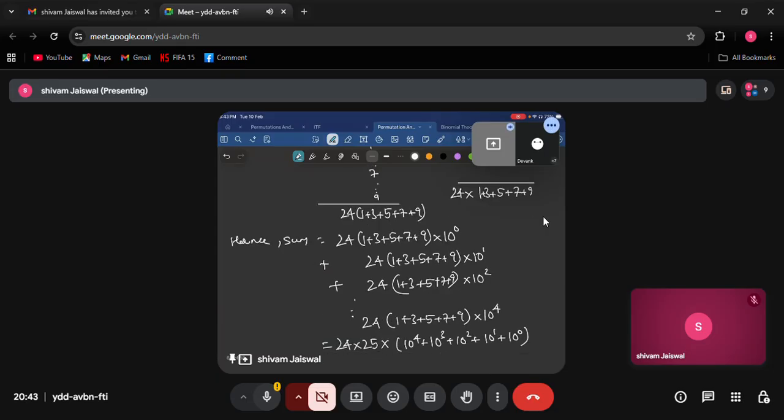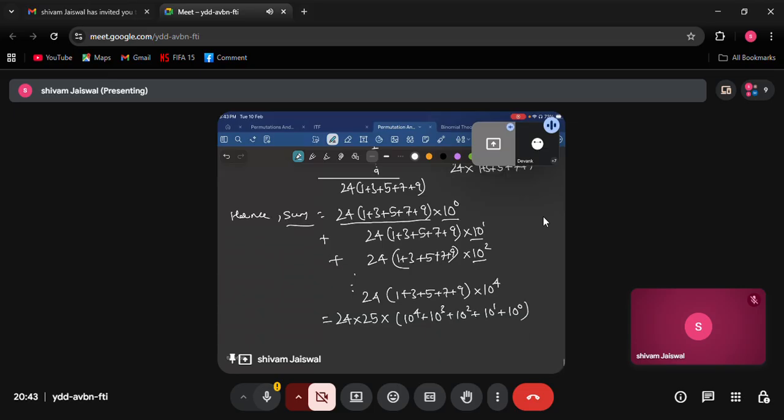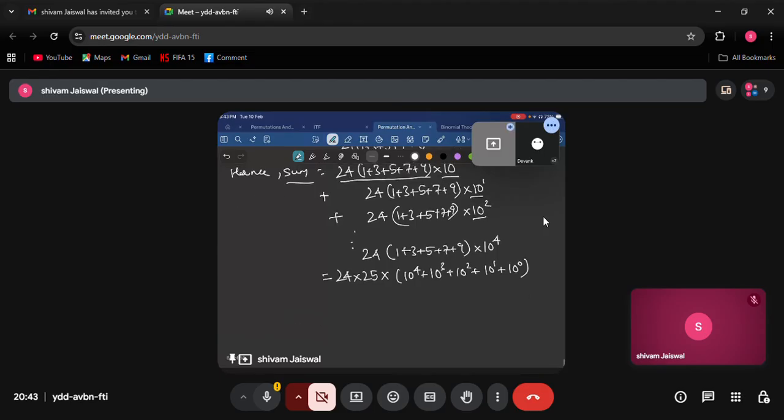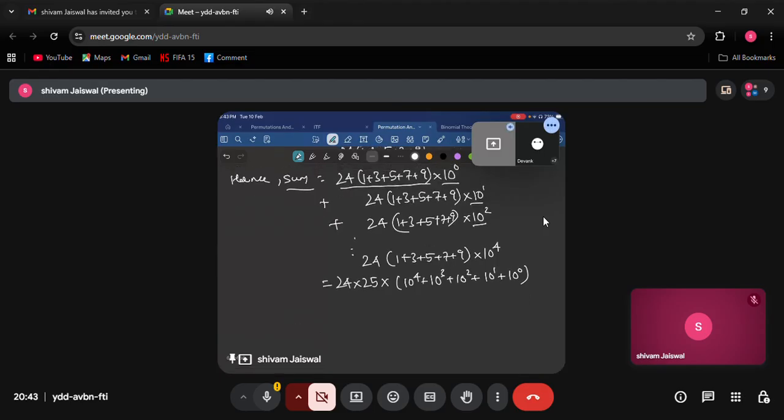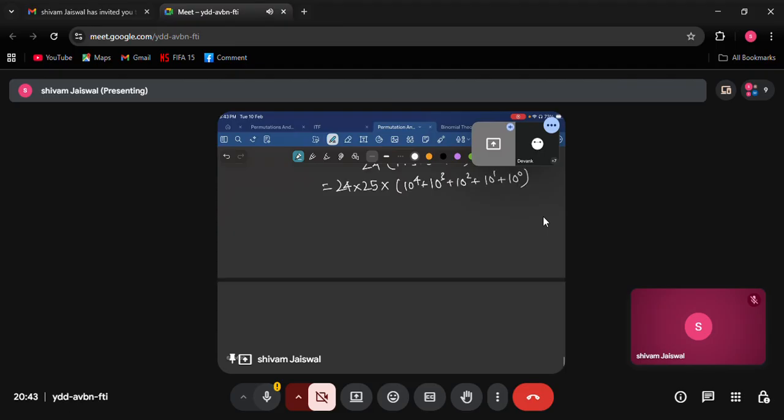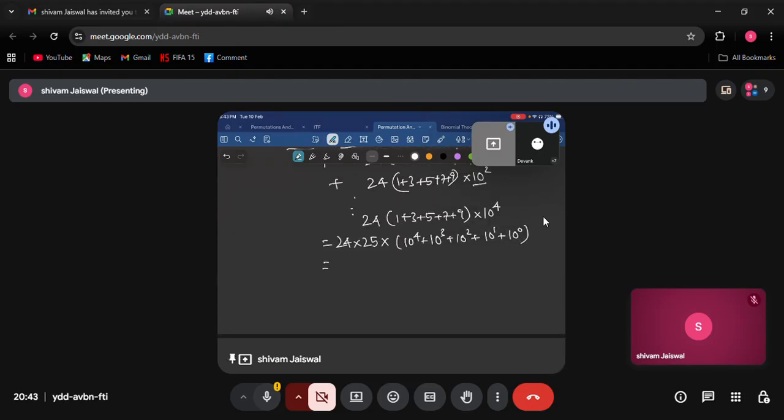So the sum will be equal to 24 into (1 plus 3 plus 5 plus 7 plus 9) into 10 to the power 0 for units place, into 10 to the power 1 for tens place, into 10 square for hundreds place, into 10 cube for thousands place, into 10 to the power 4 for 10,000 place. Is it clear? So finally, you are going to get this expression, which will be equal to 24 into 25 into 5 ones.